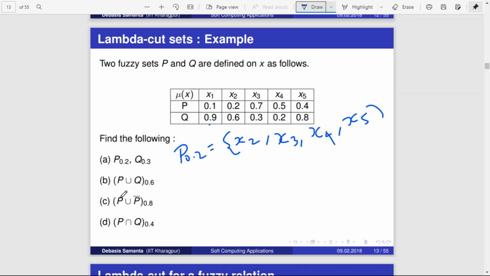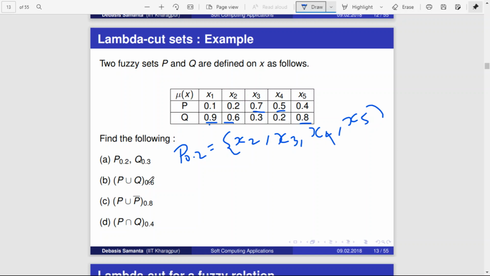Next, P union Q 0.6, that is, alpha cut value 0.6. For P union Q you have to take the max of these. The max of this is 0.9. The max of this is 0.6. The max of this is 0.7. So here it is 0.9, here it is 0.6, here it is 0.7, here it is 0.5, here it is 0.8.